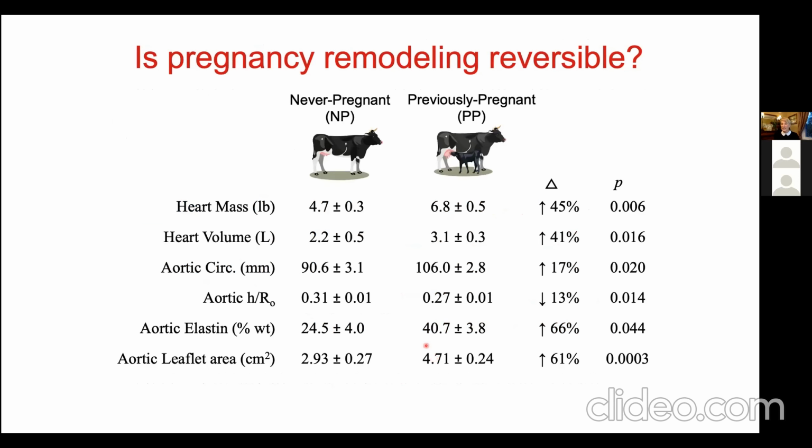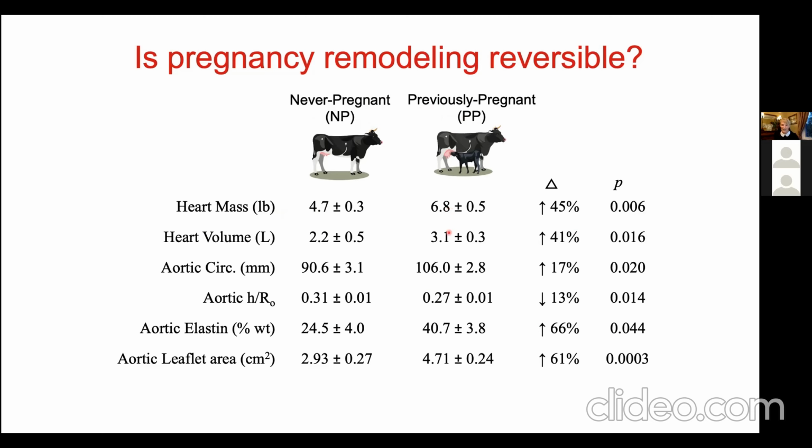The question I'm always asked: are these changes reversible? So very quickly, I collected samples again from never pregnant cattle and cattle that have been previously pregnant. By comparing these, I can see what the effects of pregnancy are on these structures. Comparing previously pregnant to never pregnant is going to tell me whether the structural adaptations that happen during pregnancy are reversible.